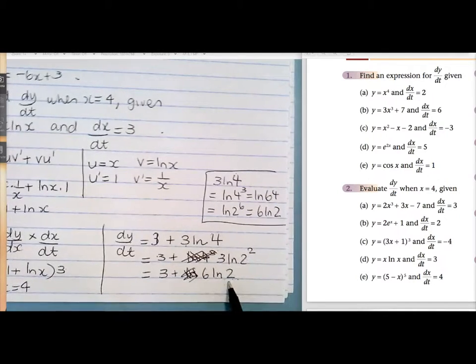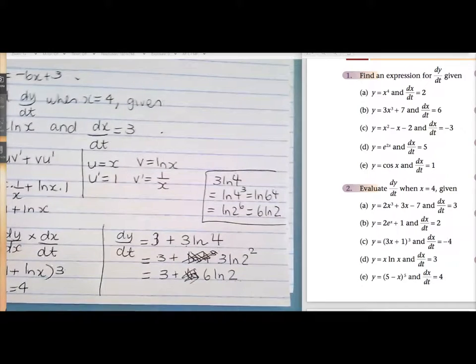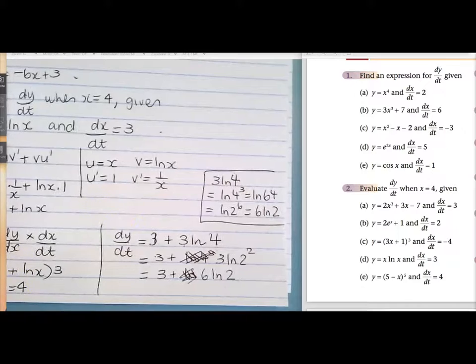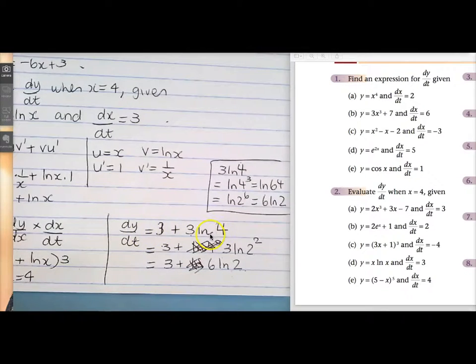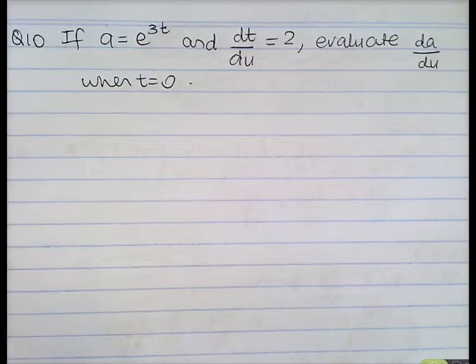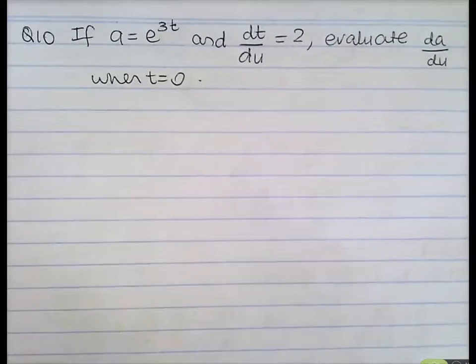Okay, so 6 ln 2 is the simplest form. So the answer is 3 plus 6 ln 2. In the solutions, they've got 3 plus 3 ln 4, but this is simpler. This is the simplified solution. Good practice anyway.